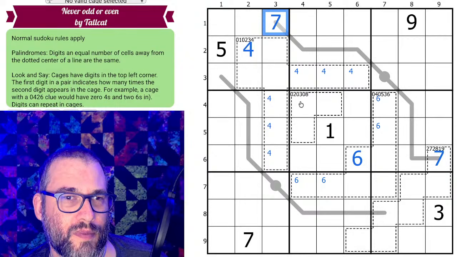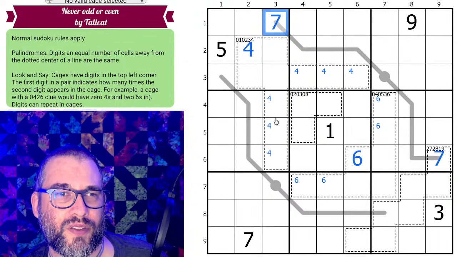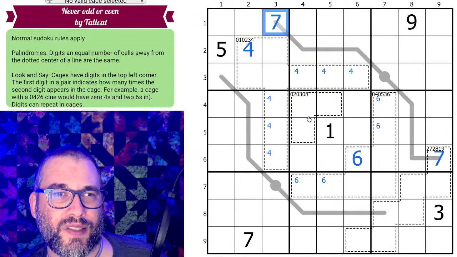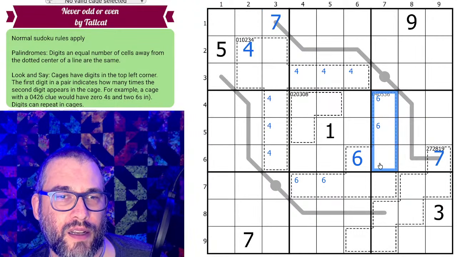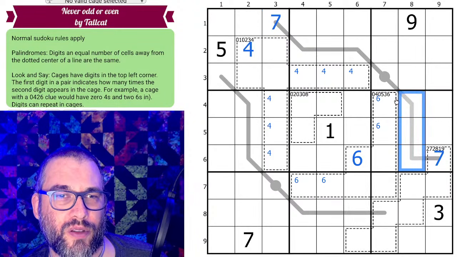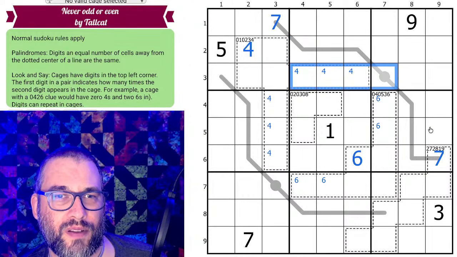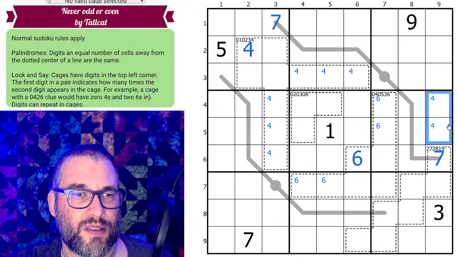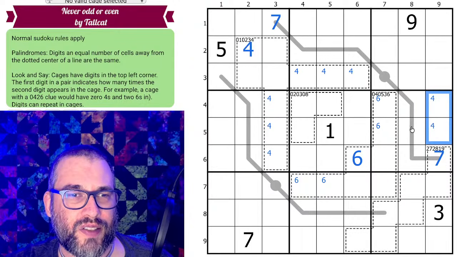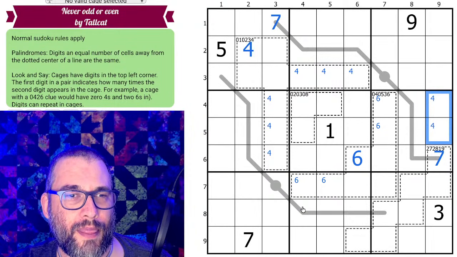Let's see. 4 in box 6. Can't go on the line. And we know it's not in the cage. It can't go on the line because it would go over here, but it can't be. So 4 is in one of these cells. 7 in row 8 is just placed.